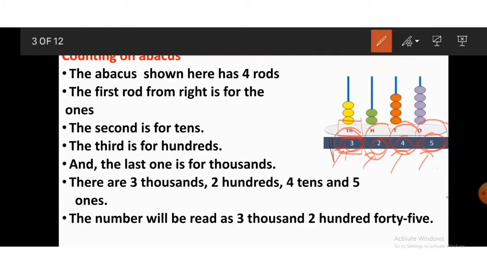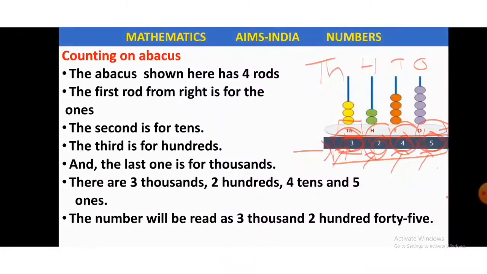Now what will we read this number as? 3245. Depending on this place value, we are reading this number aloud as 3245. I hope this is clear, children. The place values are always written from the right. The first one is ones, second one is tens, third one is hundreds, fourth one is thousands. Okay.